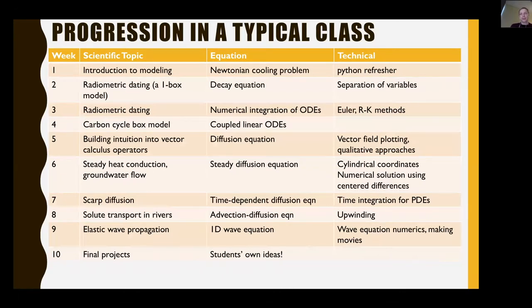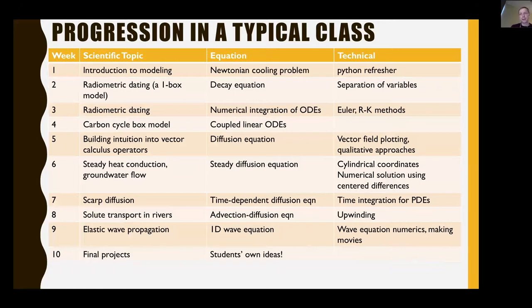Week five, we start to transition into partial differential equations. So we have to spend some time building intuition into vector calculus operations. So divergence, gradient, we don't do curl, but we think about what the Laplacian is and develop some qualitative understanding about how solutions will evolve, motivated by the heat equation. So taking some function that describes a temperature distribution and thinking about calculating curvature from that temperature distribution and thinking about where the temperature is likely to decrease and where it's likely to increase. The next week, we solve the steady diffusion equation.